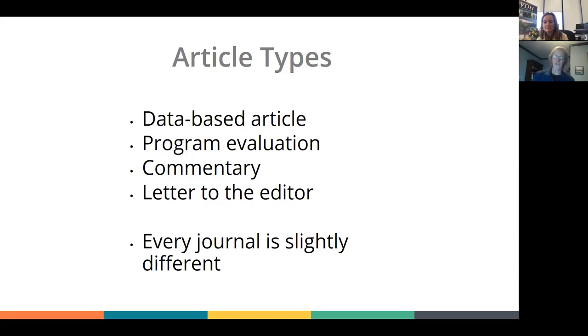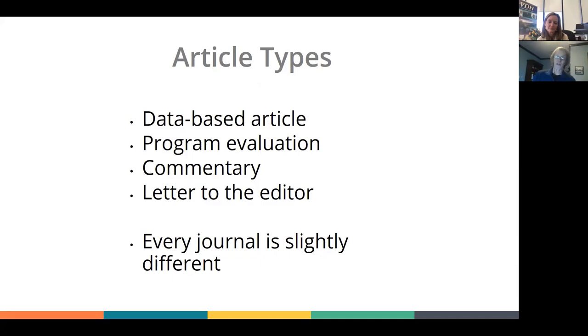And you can read the journal, so you can pick up the Journal of Public Health Management and Practice, and you can scan it and see the kinds of issues, the kinds of articles they publish in every issue. And you can also look at the instructions to authors. Every journal is a little different. There's a lot of similarities, and I think here we have a few of the common things you see.